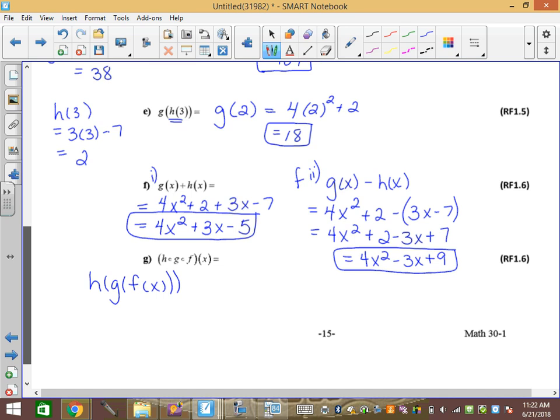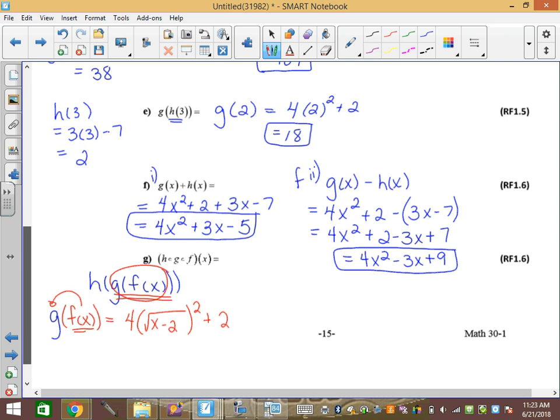This last one is composition, h of g of f of x. So first, off to the side, I'm going to find g of f of x. And then when I figure out what that is, I'm going to put it into this spot and find h of it. Okay? So g of f of x means I take f and I plug it into all the x's in g. So g is 4x squared plus 2. So I'm going to go 4, and instead of x, I'm going to put an f, which is the square root of x minus 2. I'm going to square it, plus 2.